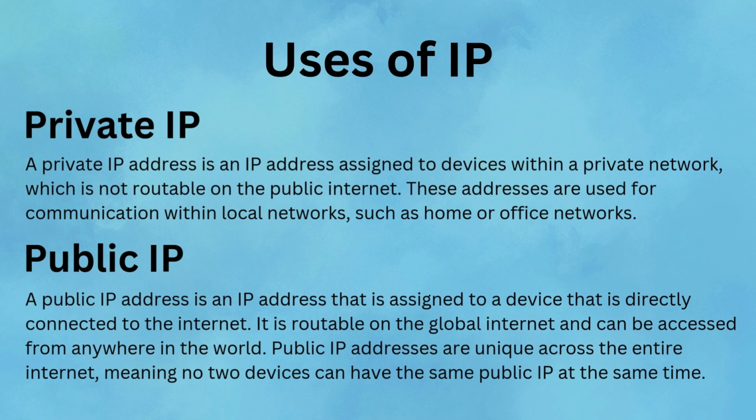A public IP address is an IP address that is assigned to a device that is directly connected to the Internet. It is routable on the global Internet and can be accessed from anywhere in the world. Public IP addresses are unique across the entire internet, meaning no two devices can have the same public IP at the same time.